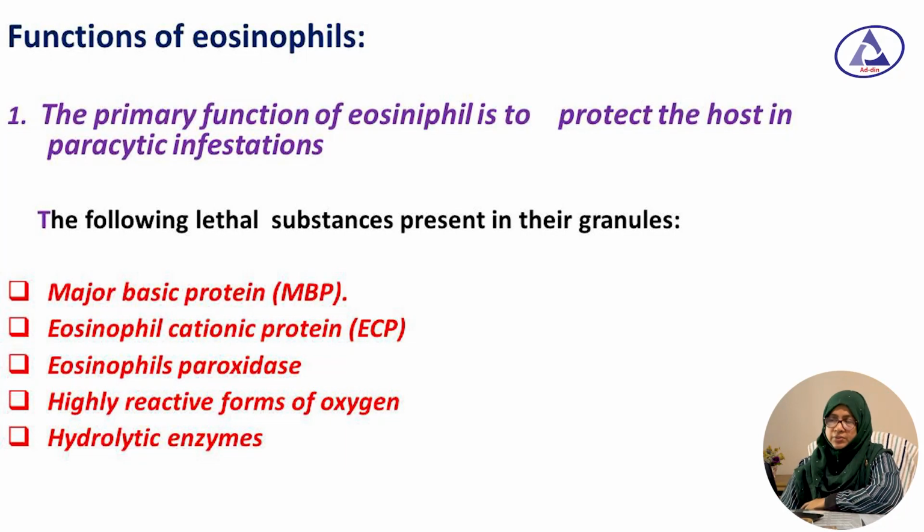Now, let us discuss the functions of the eosinophil. The primary function of the eosinophil is to protect the host in parasitic infestation. The following lethal substances are present in their granules: major basic protein, eosinophilic cationic protein, eosinophilic peroxidase, highly reactive forms of oxygen, and hydrolytic enzymes.